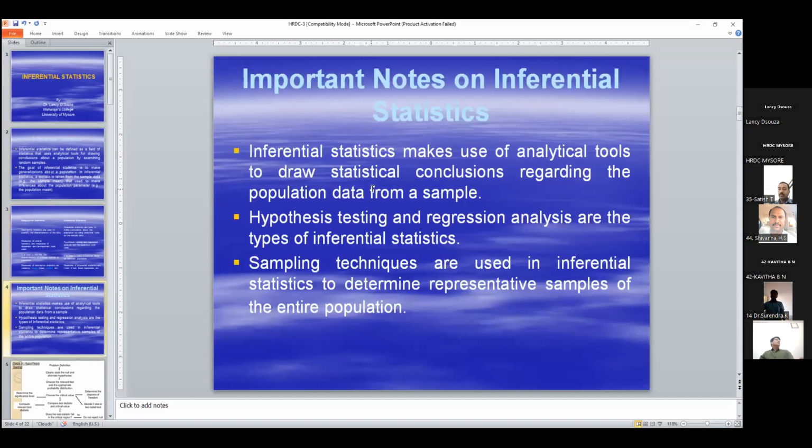An important note on inferential statistics is that they make use of analytical tools to draw statistical conclusions regarding the population data from a sample. So that's one important point, where we are going to use highly sophisticated statistical techniques so that these techniques can be useful in drawing inference for a sample which can be extended to the population later. So hypothesis testing is one of the important parts which we'll be discussing.